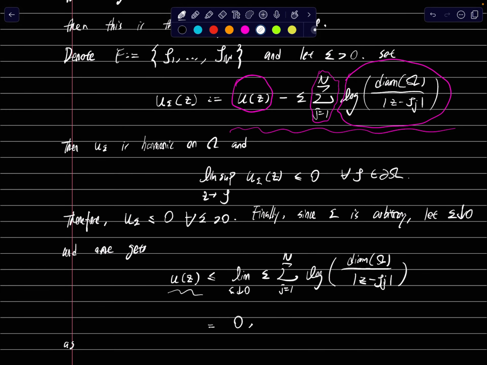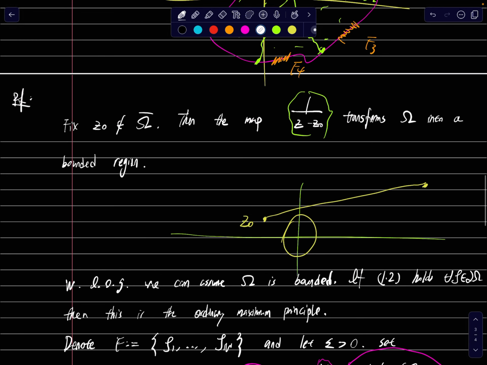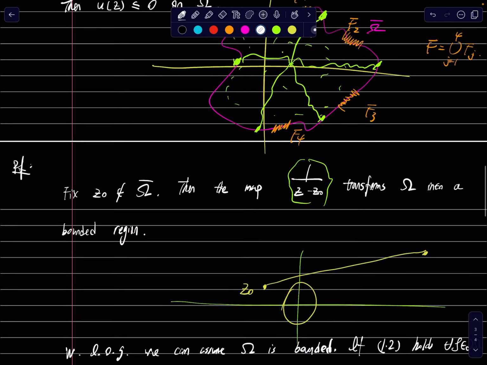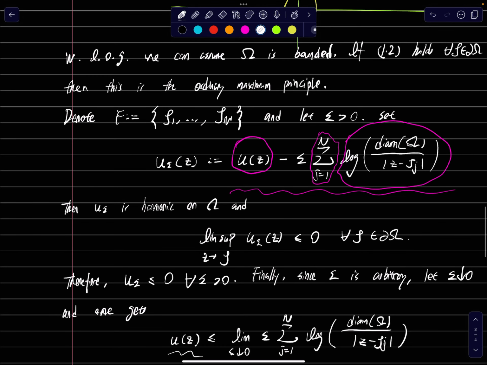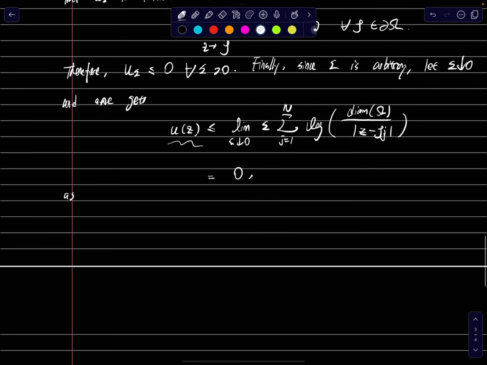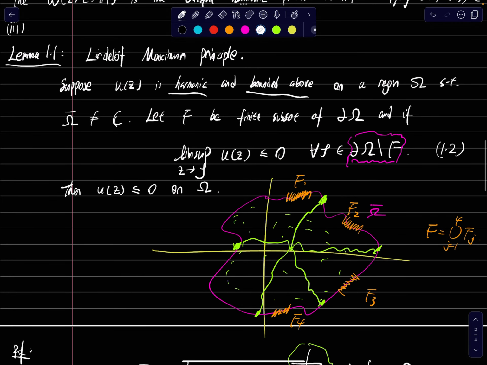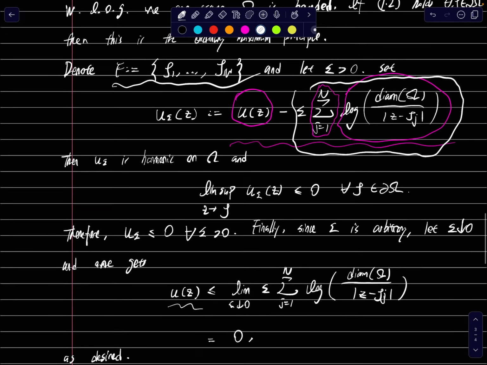Actually, this is because we are assuming 1.2, and we can see that indeed this is how we define it, because this epsilon part is the tail for the points in F. So this proves our result when zeta lives in the boundary of omega minus F. So we're done.